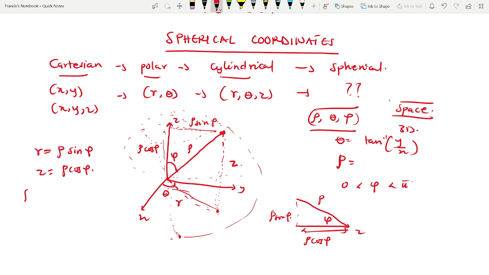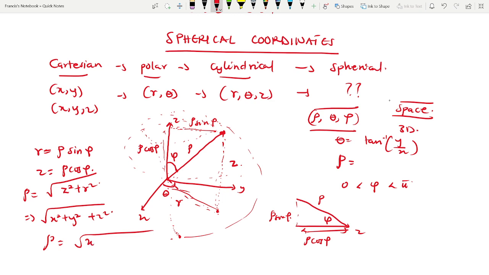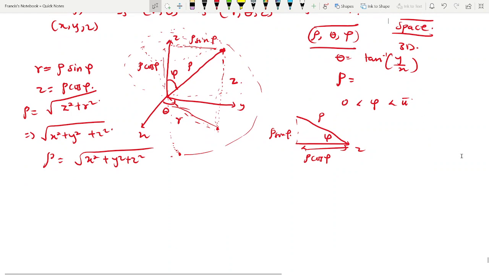Therefore, my rho itself is equal to the square root of z squared plus r squared. Is that not it? Now you realize that my r squared is the same as x squared plus y squared. Then you add a z squared to it. Therefore, rho is generally equal to the square root of the sum of the squares of x, then y, then z. That's all. So this is a nice concept, which is three-dimensional space spherical coordinates.